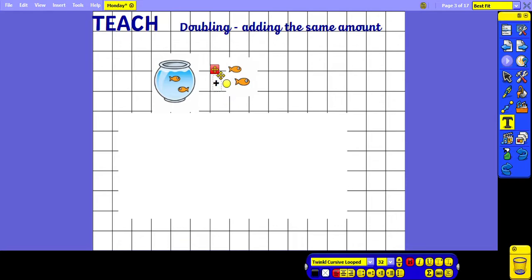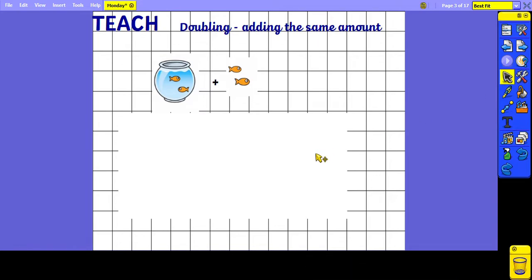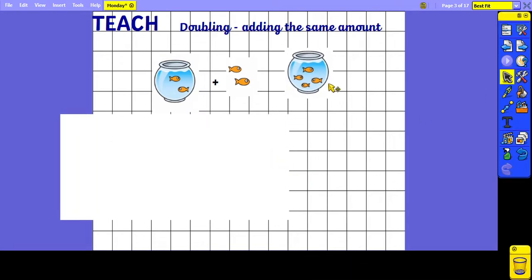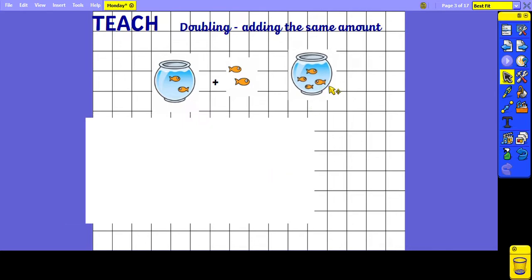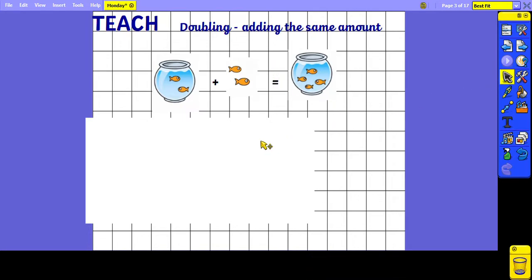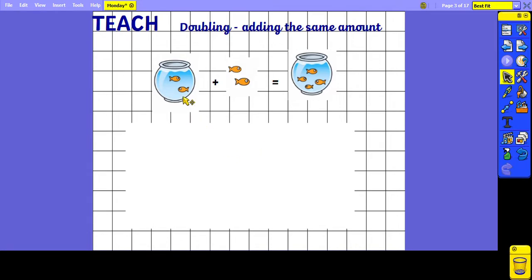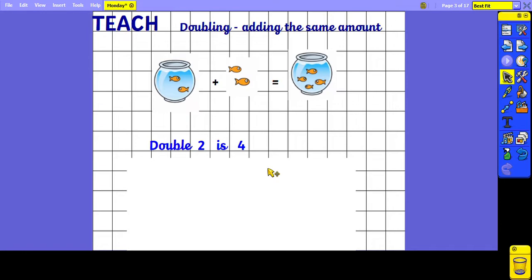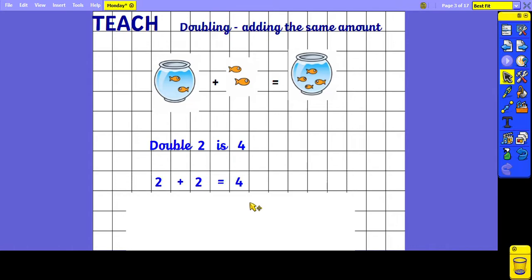Okay, so we will be doing 2 add 2. And we know that 2 add 2 is 4, so we would end up with 4 fish in the fish bowl. So 2 add 2 gives us a total of 4. Now when we're doubling, we can write it as double 2 is 4. Or if we were writing the number sentence, we would write 2 add 2 equals 4.